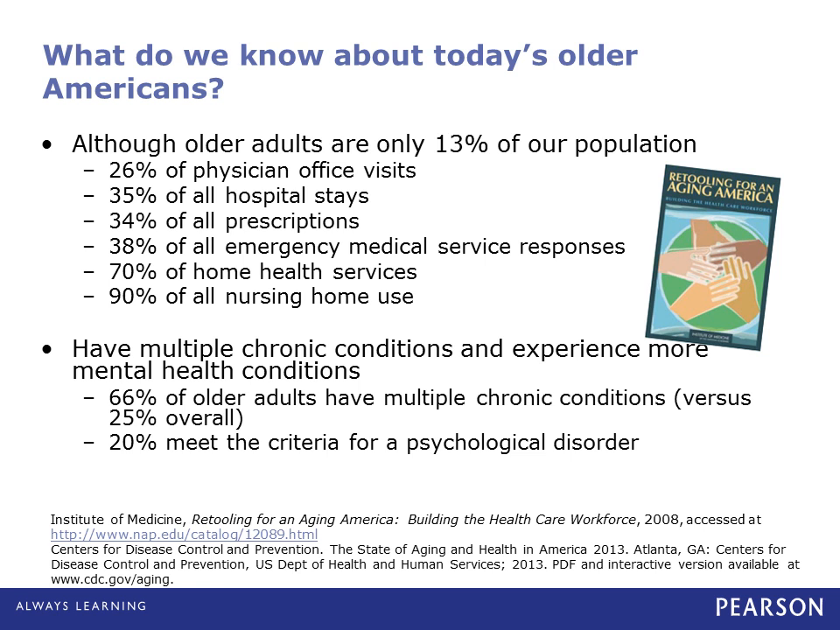And they have multiple chronic conditions, and they experience more mental health conditions. 66% of older adults have multiple chronic conditions, versus 25% of the overall population having multiple chronic conditions. And you can see 20% meet the criteria for a psychological disorder.